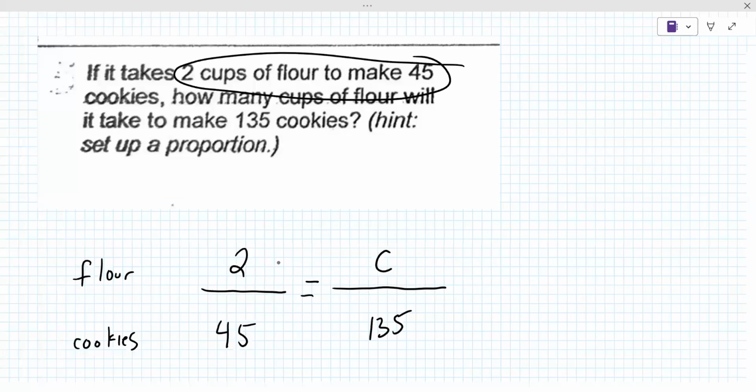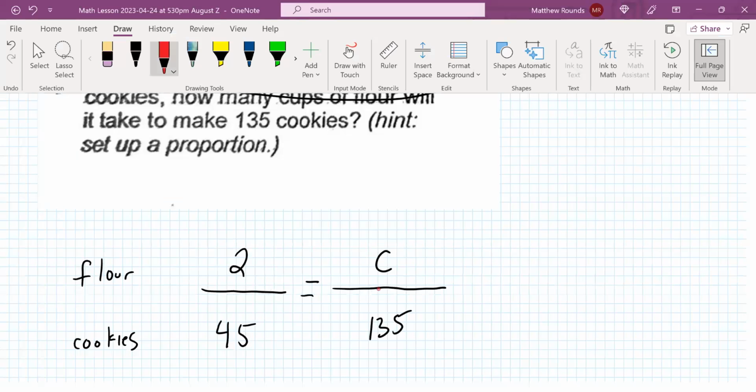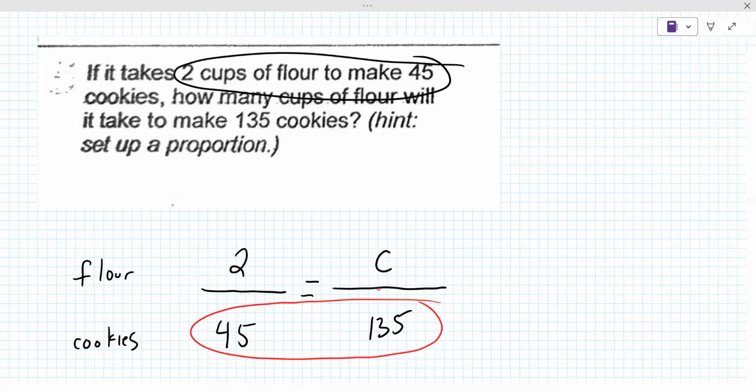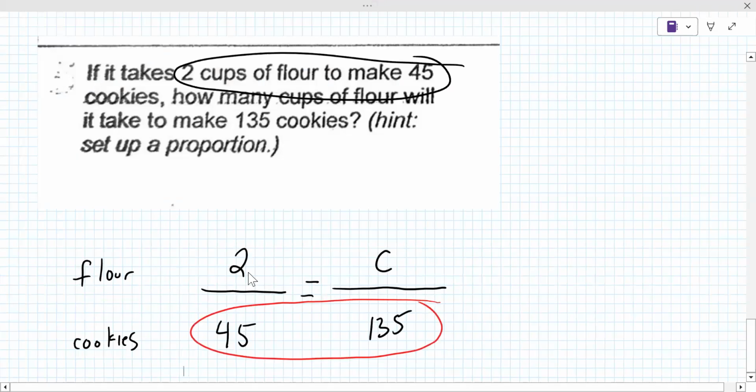Okay. This one does pre-reduce. You can reduce 45 and 135 if you want. If you don't want to, that's fine. But go ahead and try solving this from here. And if you need help with the 45 into the 135, let me know. I can give you some hints.